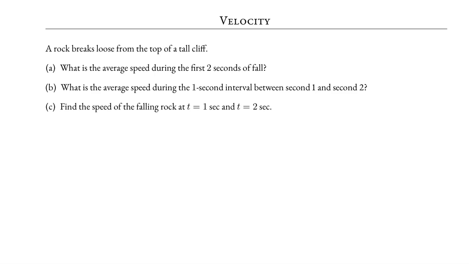A rock breaks loose from the top of a tall cliff. What is the average speed during the first 2 seconds of fall? What is the average speed during the 1 second interval between second 1 and second 2? Find the speed of the falling rock at t equals 1 second and then at t equals 2 seconds.